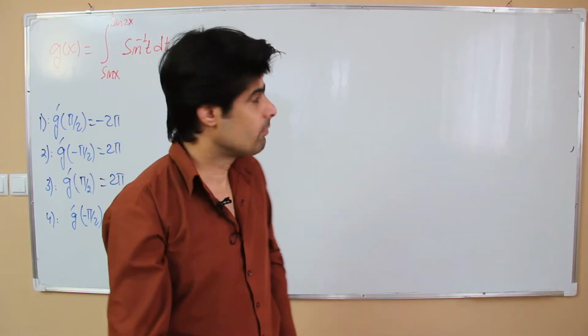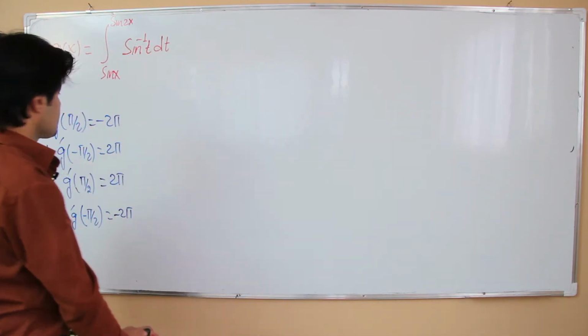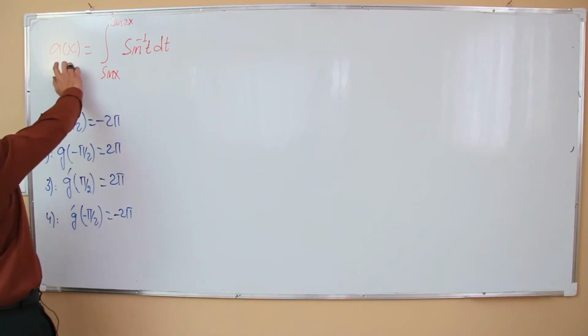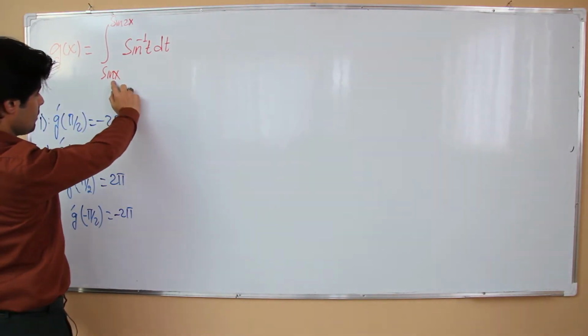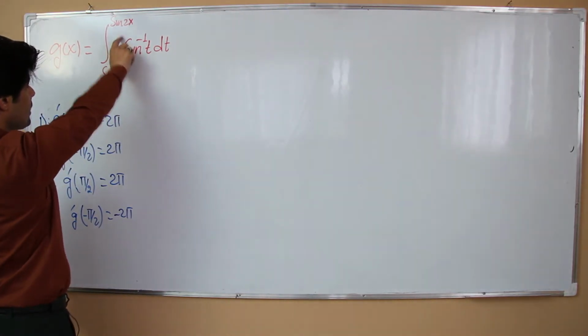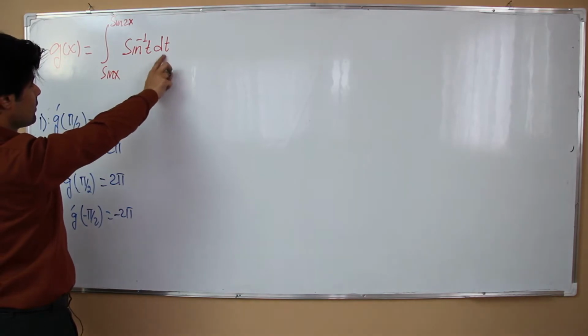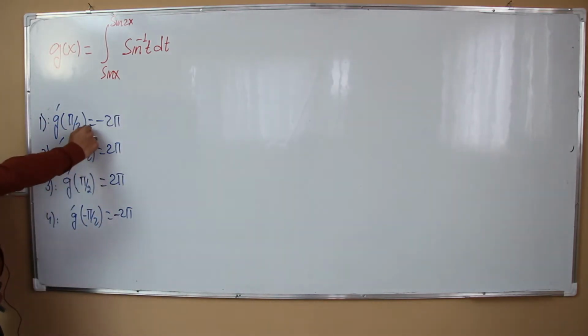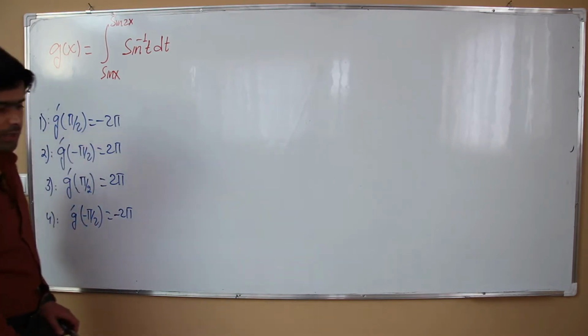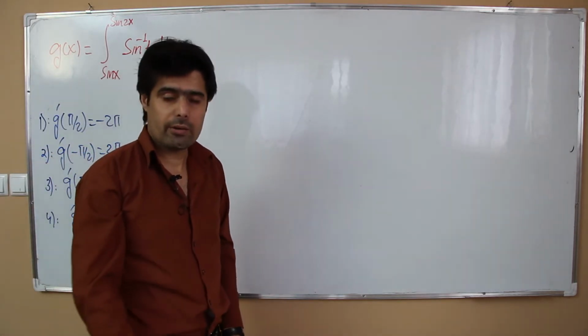By the way, we have this week's question. It's a very simple question. We have a function g(x). It is an integration where the lower limit is sine x, the upper limit is sine 2x, of sine inverse of t dt. Now the question is, which one of these answers is or are correct?